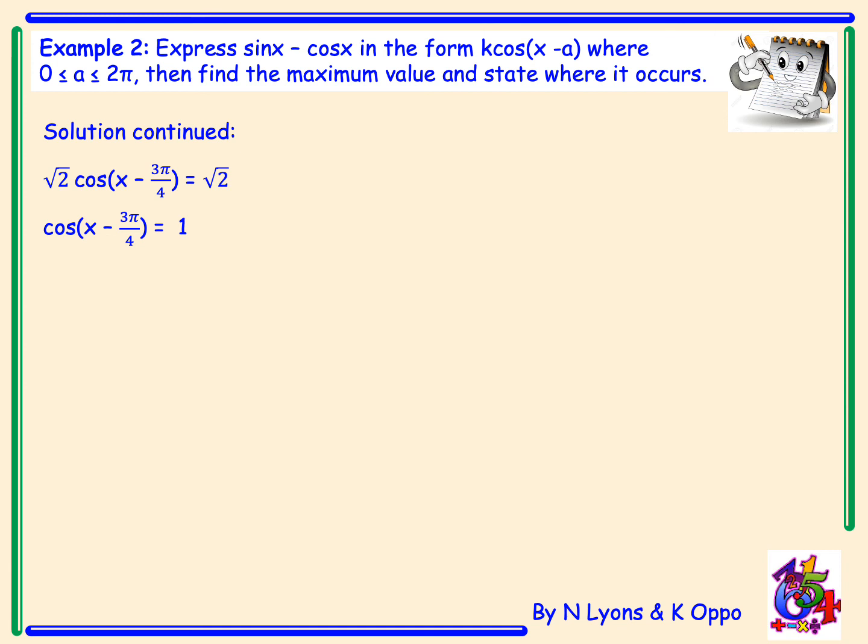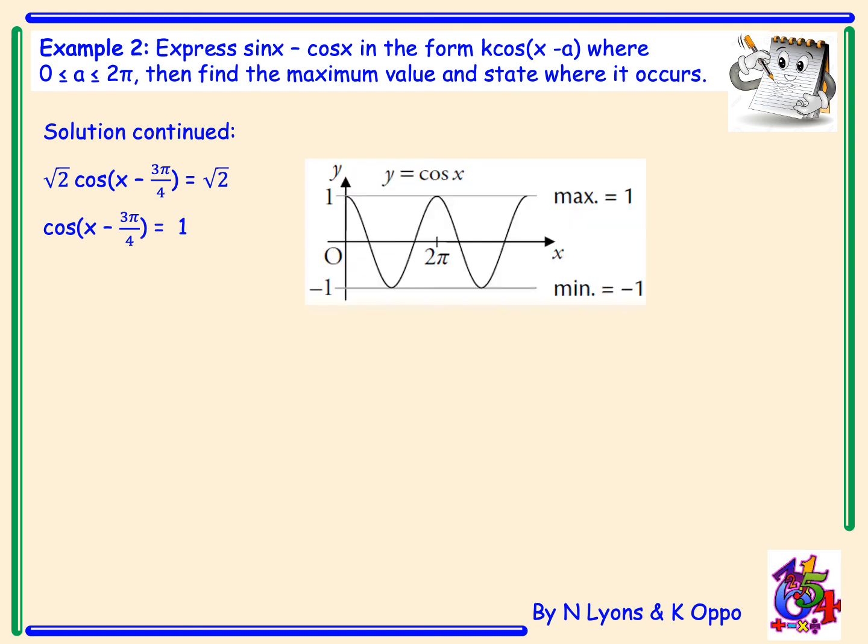So we need to again think about our cosine graph, and we need to think about when is it equal to 1, when is it equal to its maximum. So having a look here, we can see it's clearly equal to its maximum at 0, but also 2 pi. So we can write x minus 3 pi over 4 is equal to 0 and also 2 pi. But to find the value of x, we need to take our minus 3 pi over 4 over and add. So x is equal to 0 plus 3 pi over 4 and 2 pi plus 3 pi over 4. However, this second angle is out with our range, so we must eliminate it.